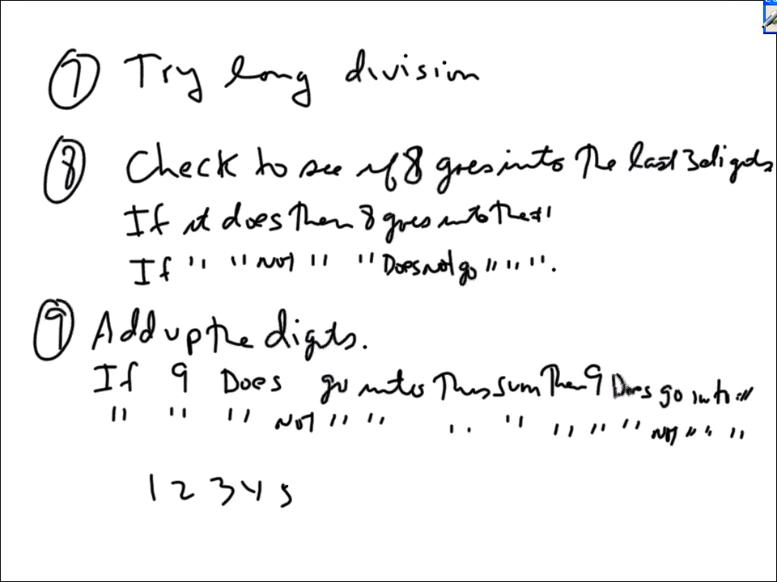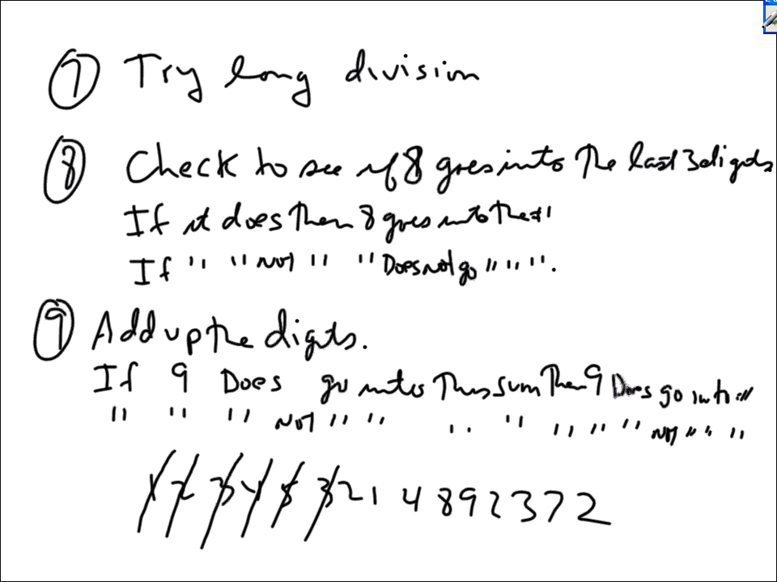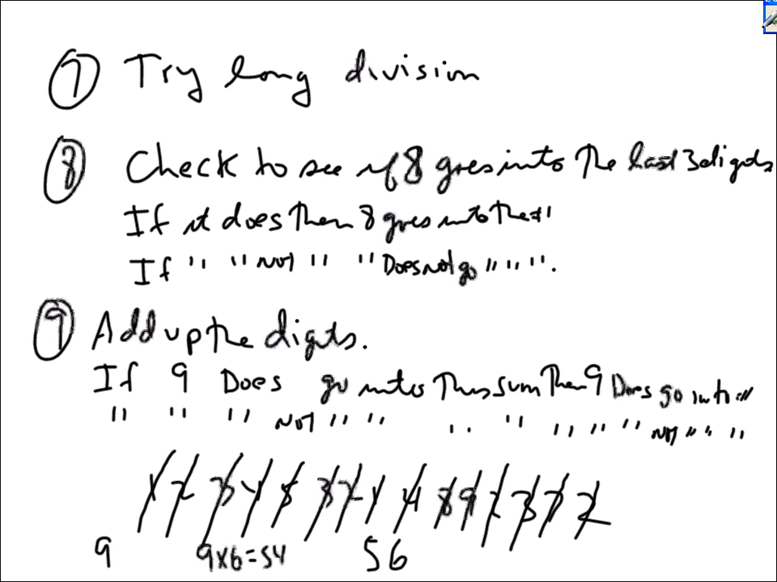1, 2, 3, 4, 5, 3, 2, 1, 4, 8, 9, 2, 3, 7, 2. Does 9 go into that number? Add them up. 1, 3, 6, 10, 15, 18, 20, 21, 25, 33, 42, 44, 47, 54, 56. 9 does not go into 56. 9 times 6 is 54. Below 56, 9 times 7 is too much. The answer is no.